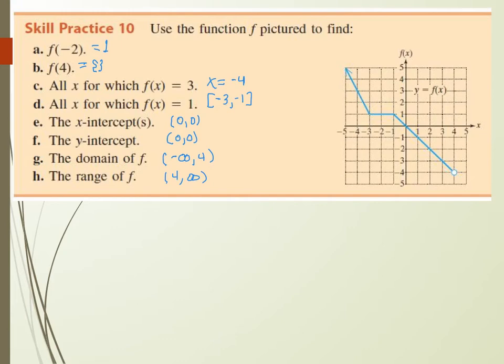When we see f of 4, we go to where x is 4, and we have an open end, so there's no solution. That's an empty set. There is no solution. For all values for which f of x is equal to 3, we can see where we go to 3, we see that x is minus 4.